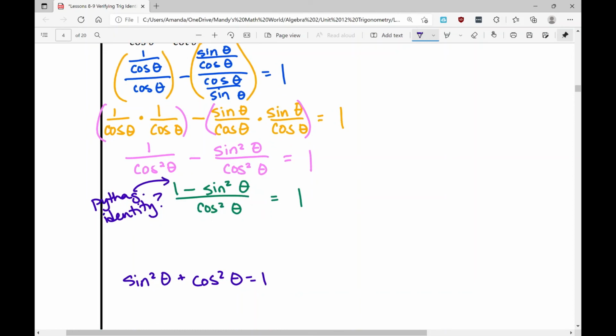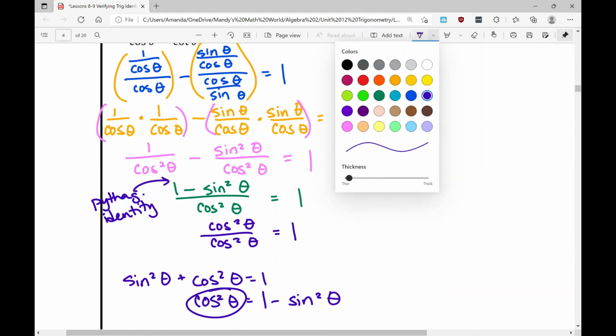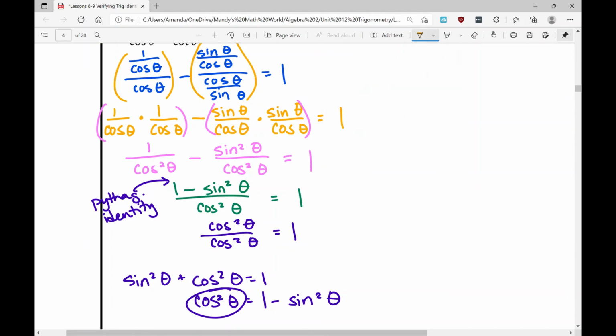Well, let's see. If I subtract sine squared from both sides, I'm left with cosine squared theta equals 1 minus sine squared theta. Boom, that is a Pythagorean identity. No question anymore. 1 minus sine squared theta is the same thing as cosine squared theta. And what we're saying is what's on the left is equal to what's on the right. Anything divided by itself is 1, and boom, we've just proven it.